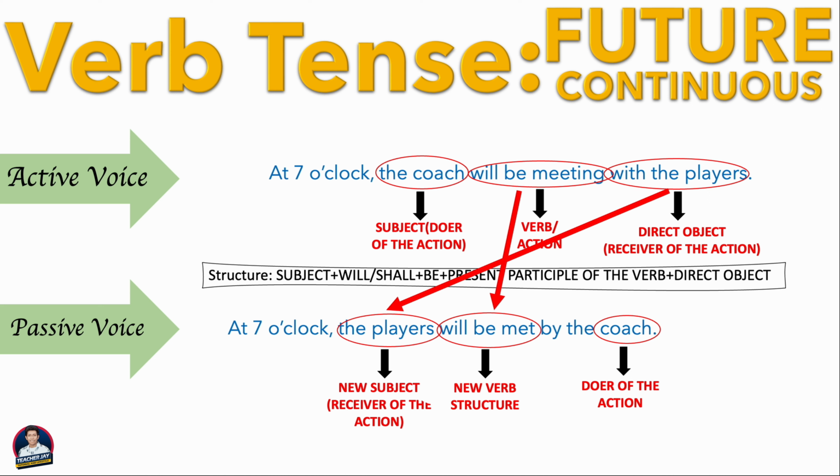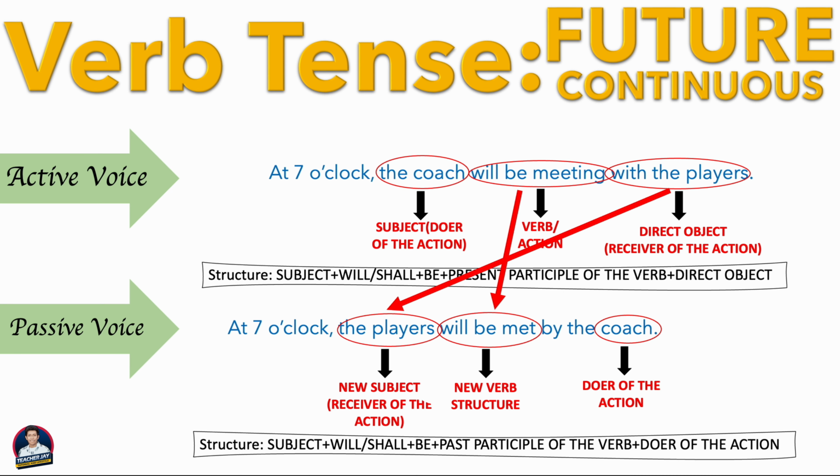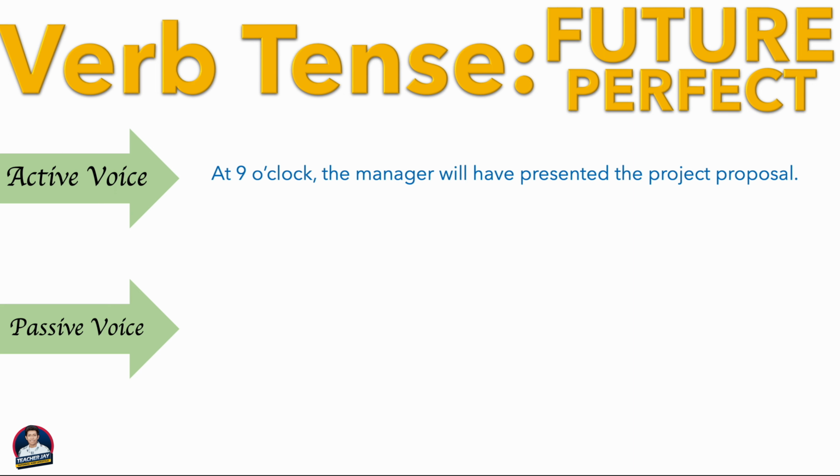This example uses the structure subject plus will or shall plus be plus the past participle form of the verb, which is met, and then the doer of the action, by the coach. Another example here of an active voice using the future perfect tense. At 9 o'clock, the manager will have presented the project proposal.